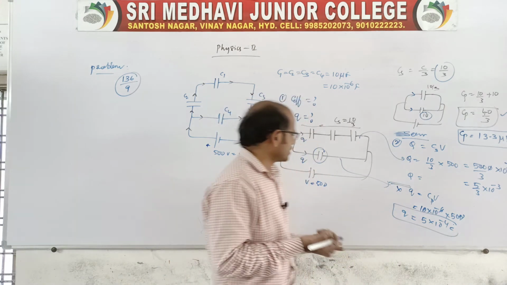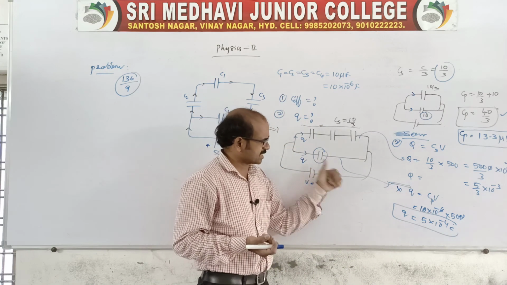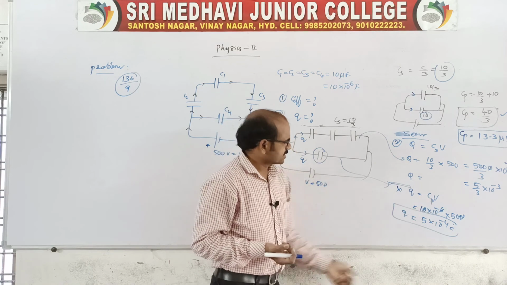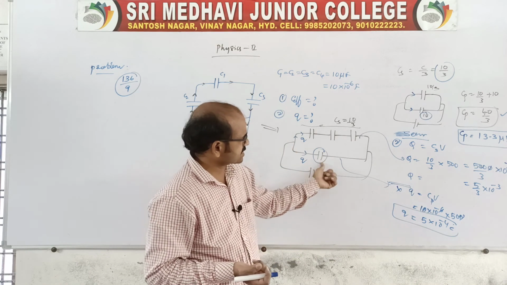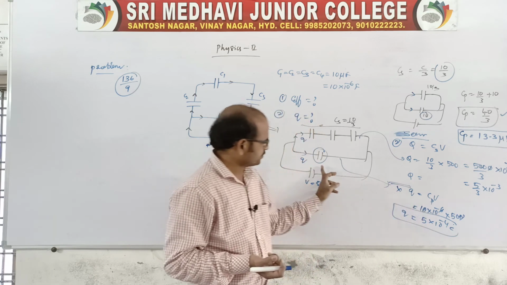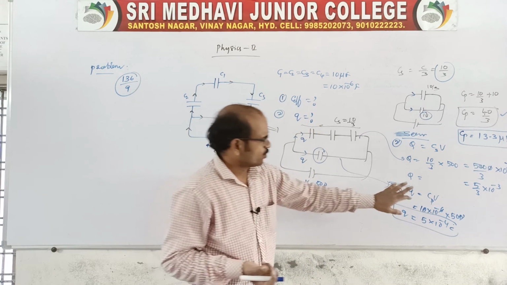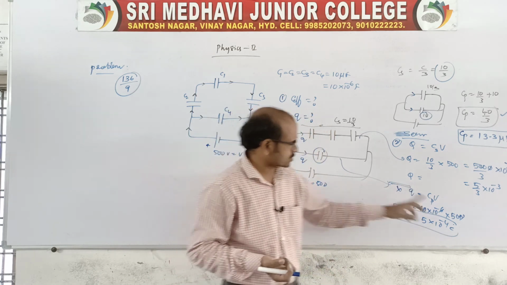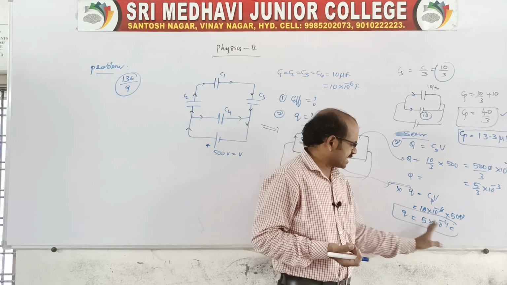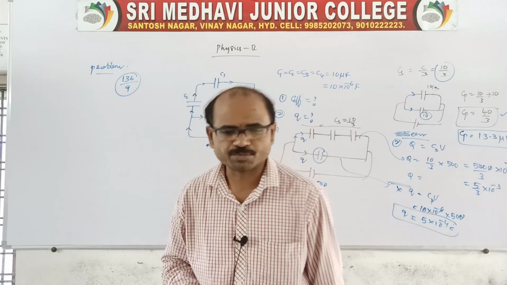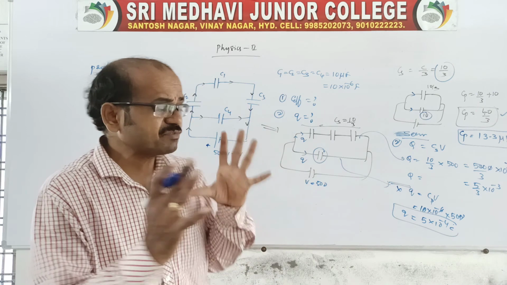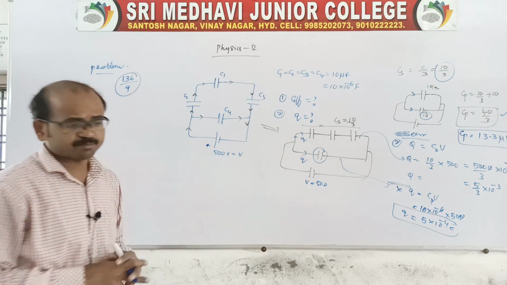And you go for the next combination, the next capacitor. The charge Q is equal to CP into V. CP in this case is 10 into 10 power minus 6. The supply is 500 volt. So you substitute 500 here and cancel it, 5 into 10 power minus 4 coulombs. Like this we should do the problems on the basis of series and parallel combination.